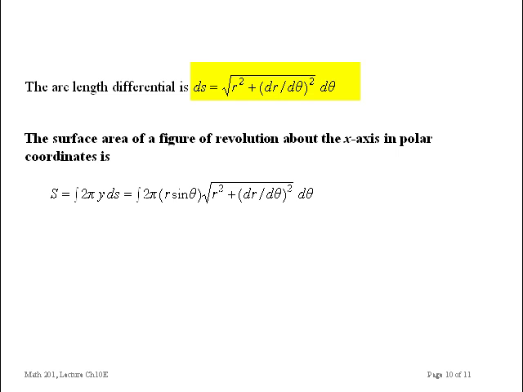And when we're looking for the surface area of a figure of revolution about the x-axis, if it was all expressed in polar coordinates, the surface area is the integral of 2 pi y ds, but we know what y is. Y is r sine theta, and ds is from the arc length function right here. And we substitute that, and that's our expression for the surface area in polar coordinates.